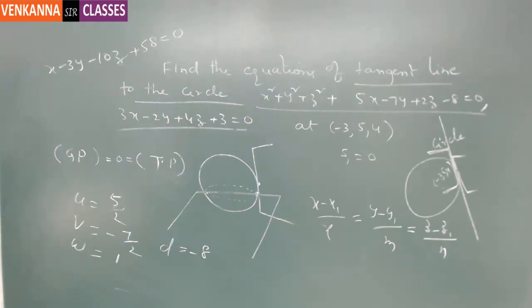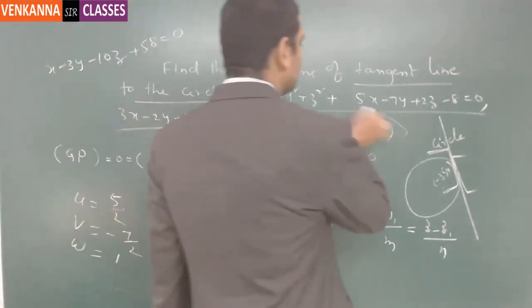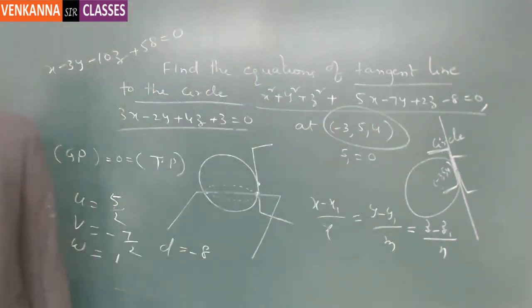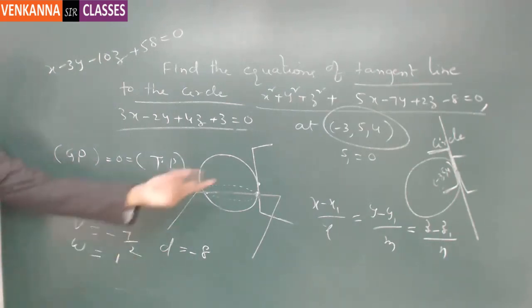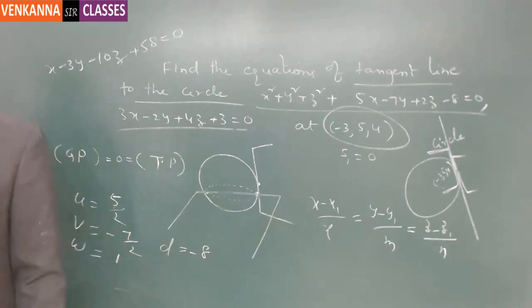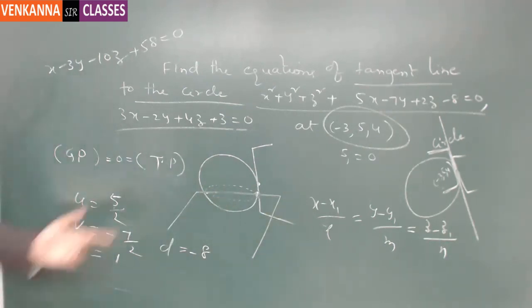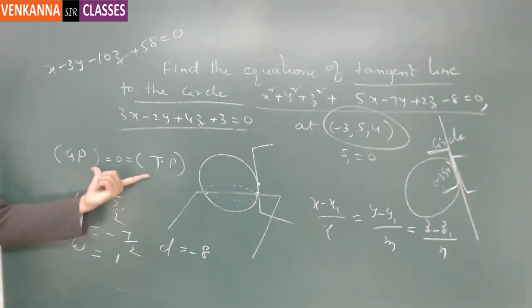Now what happens? X1, Y1, Z1 is nothing but the point on the tangent line. Obviously, the point is nothing but -3, 5, 4. The next thing we need to calculate is the DCs or DRs element values. They will be found very easily because the normals of the planes are perpendicular to the line.